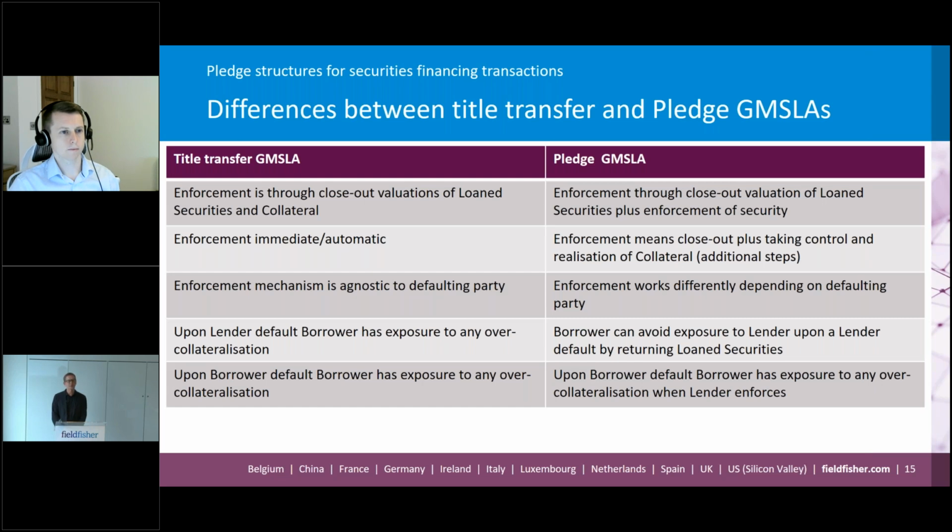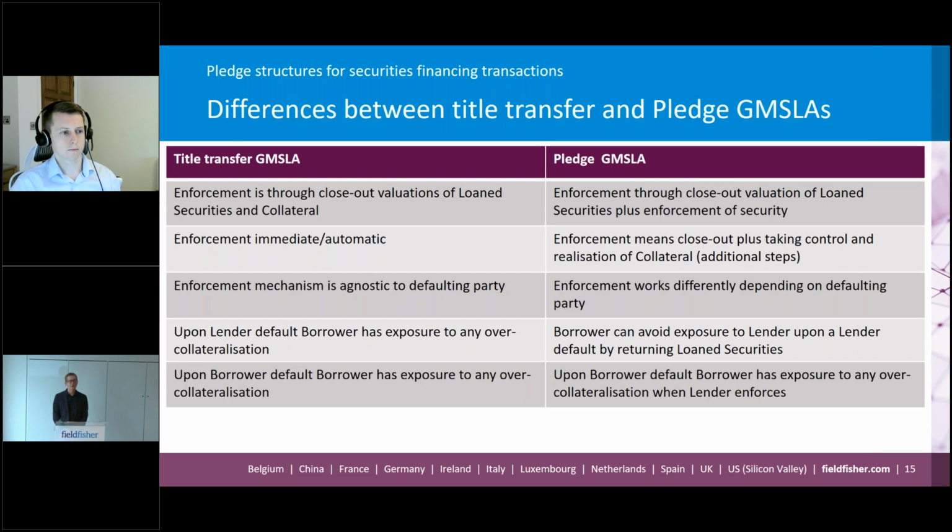So as Steve and Jenny have mentioned, in a TTCA, outright transfer of collateral, there'll be over-collateralization with the lender, or at least that's the intent and expectation. And therefore the borrower is exposed to that lender for the over-collateralization. In the pledge structure, the borrower can avoid the exposure to the lender if the lender defaults by returning the loan securities. So if the borrower returns the loan securities, it can basically just take its collateral back under the account control arrangement. So it can avoid the lender taking control of all of the pledged assets, the collateral.